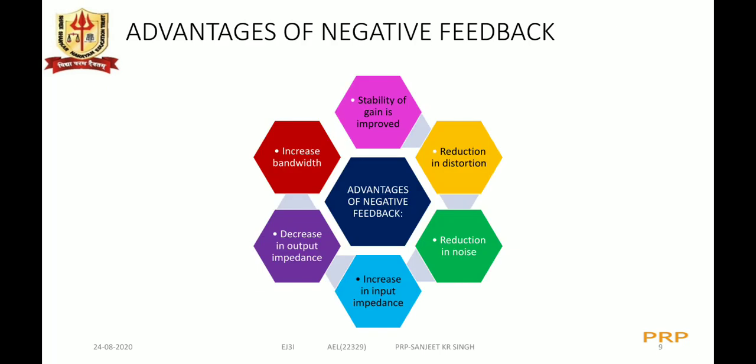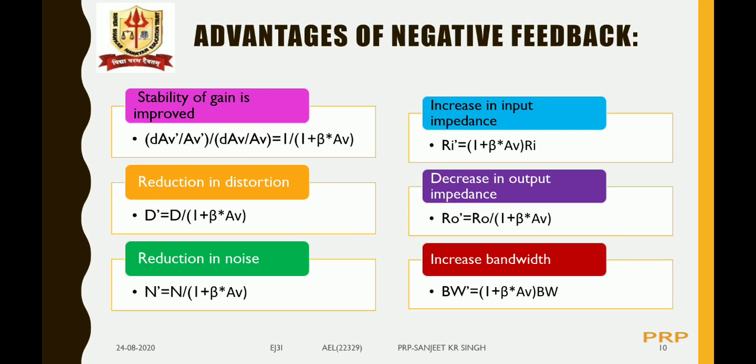Now let's see the advantages of negative feedback. One drawback we have seen, that is the decrease in the overall gain of the amplifier, but we have many advantages. First, the stability of the gain of the amplifier is improved. Second, the distortion level is decreased. Also reduction in noise, increase in input impedance whereas output impedance is decreased, and it increases the bandwidth as it lowers the lower cutoff frequency and increases the upper cutoff frequency. These are the major advantages, and questions are asked in the MSBTE paper on advantages of negative feedback for 4 marks.